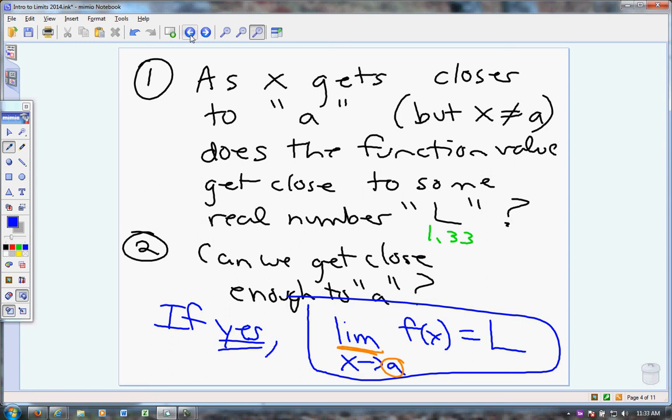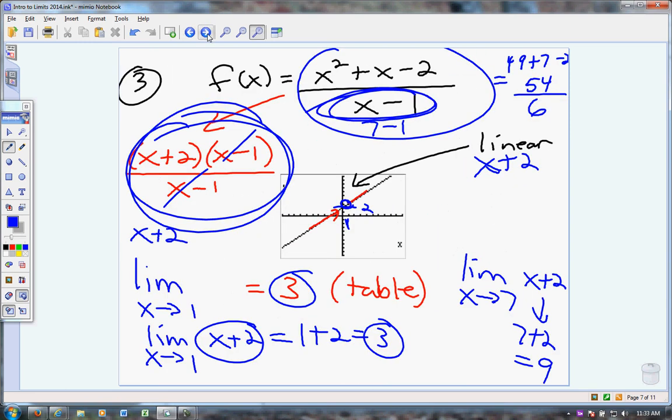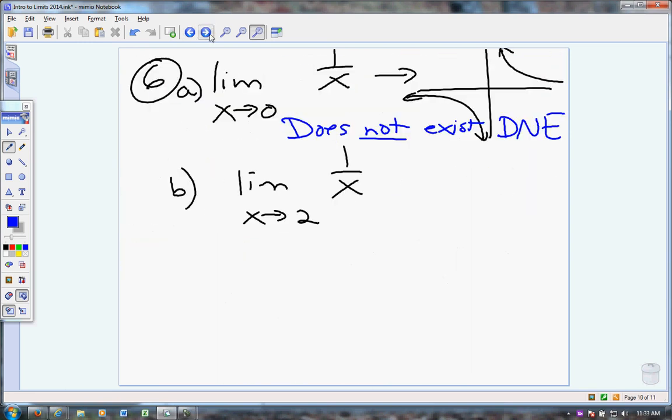As x gets close to a, does that function value get close to some real number, L? Well, if you look at the reciprocal function, it's not even close. As I look at it from the right, as I come in this way, it's going way up to positive infinity. As I come at it this way, it's going down to negative infinity. It is not approaching a single value L. So it does not exist.